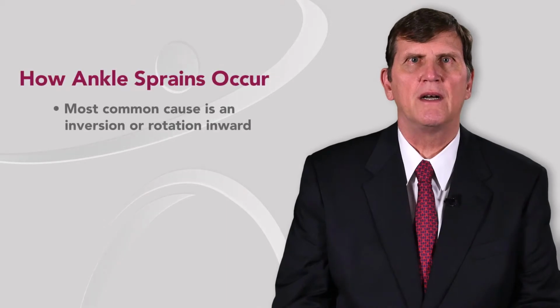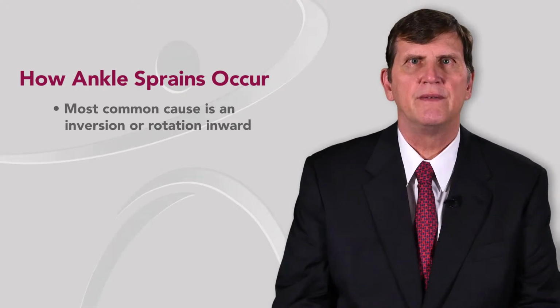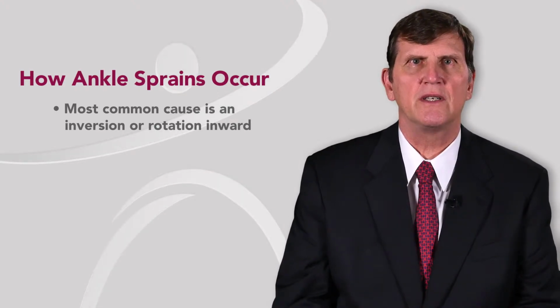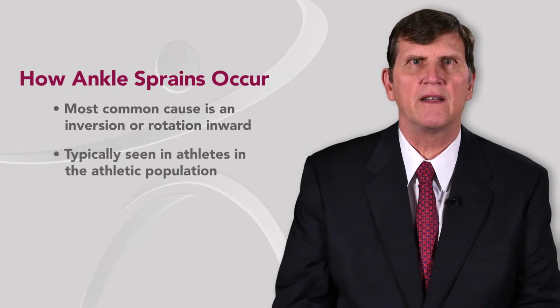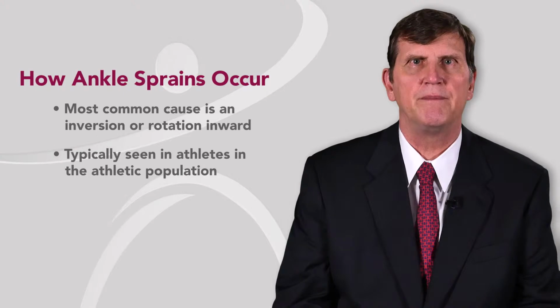The most common cause of an ankle sprain is an inversion where the foot rotates inward relative to the ankle. This can result in stretching or partial tearing of the ankle ligaments. This often occurs in athletes on the basketball court or the soccer field, but it can also occur in the general population because of a fall or awkward step.